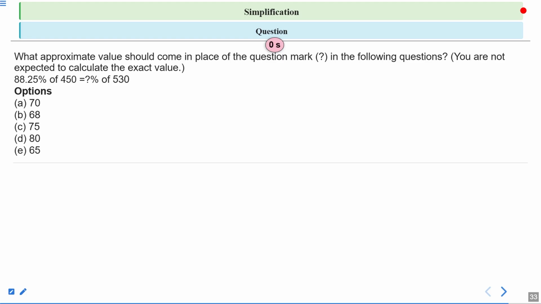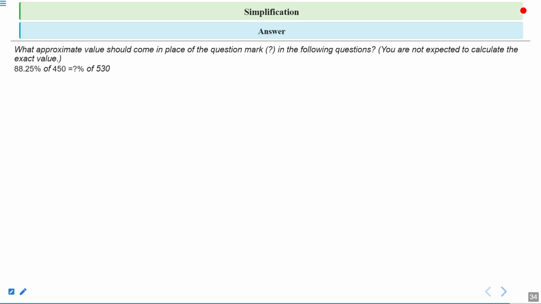Now time's up. Let's see the solution of this question. What approximate value should come in the question mark? 88.25% of 450 we can calculate, and then simplify the question mark percent of 530. So the correct answer of this question is C, which is 75.